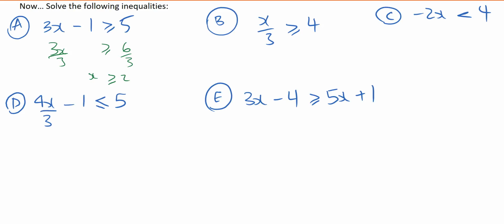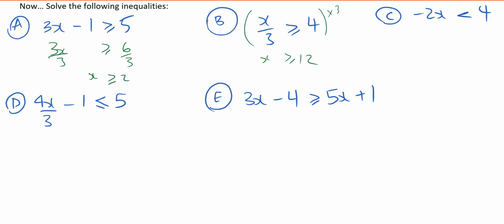Next one. X over 3 is greater than or equal to 4. What do I do there? Times both sides by 3, so times the whole side by 3 if you like. X is greater than or equal to 12. Here's my answer.